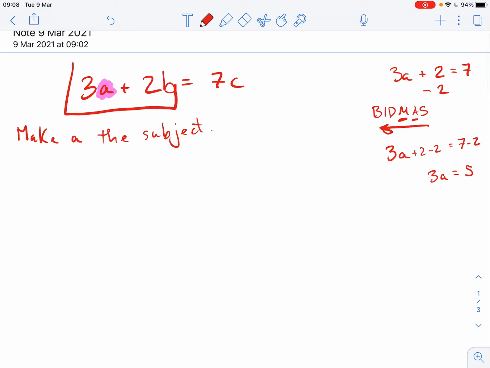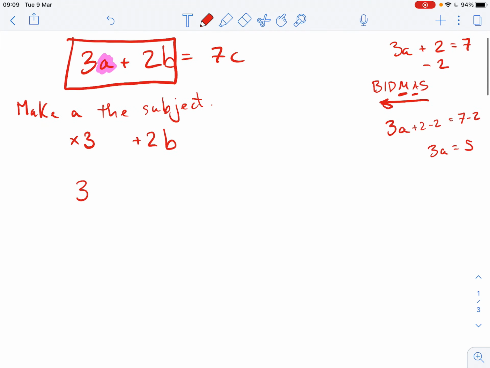So focus solely on the side with the thing you're making the subject. What's going on here? Well, we're timesing by 3 and then adding 2b. So to unravel this, we would need to minus 2b first before dividing by 3. So let's write down this equation, 3a plus 2b equals 7c. And I'm going to start off by subtracting 2b.